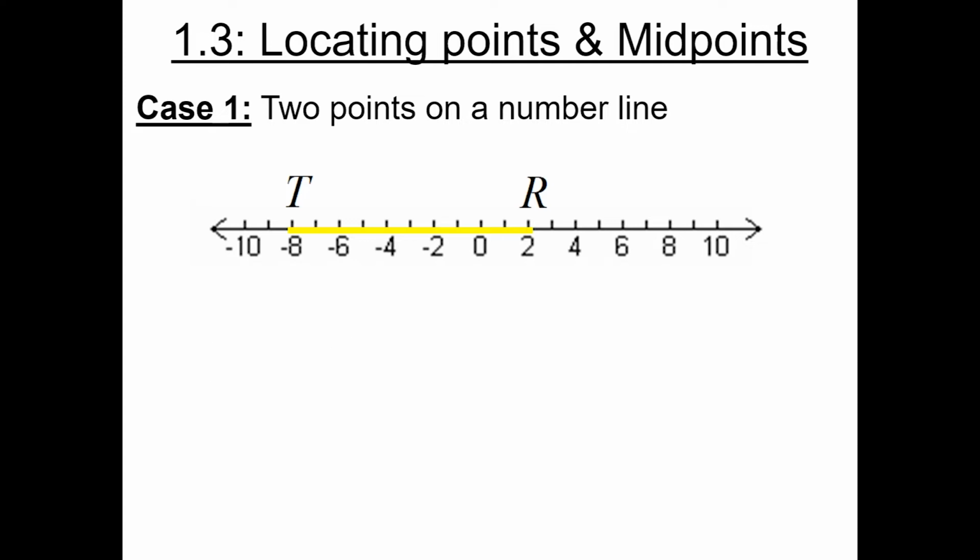Another easier method is just taking the average. So if I took the average of -8 and 2, that gives me -3.